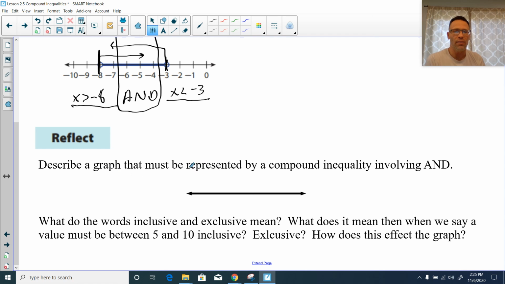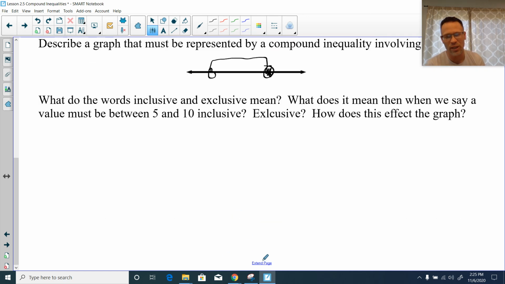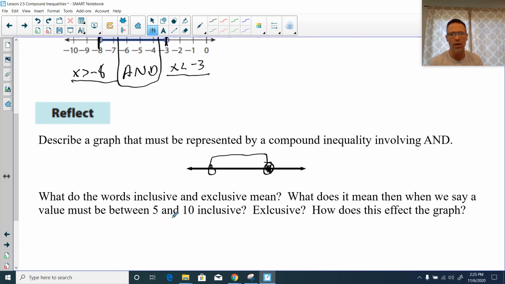All right, describe a graph that must be represented by a compound inequality that's involving "and." That graph is going to be any graph that is connected together, right? Or shaded in the middle, could have a filled in circle or not, but it's going to be connected, okay? And what do the words inclusive and exclusive mean? Inclusive means that it includes the end parts. Exclusive means that it doesn't include the end parts. We don't really use that too much in our class, but sometimes people use that. So exclusive means to exclude, or excluding the endpoints. Inclusive means to include the endpoints, and that's referencing an "and" graph.